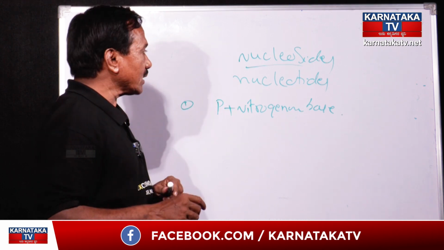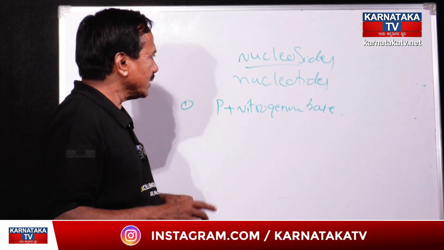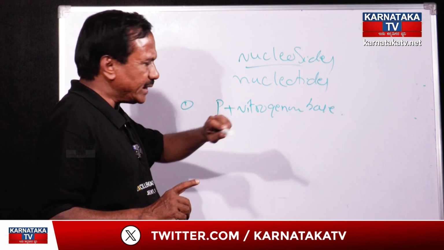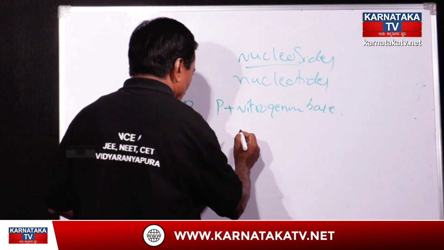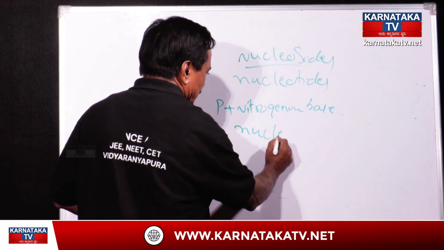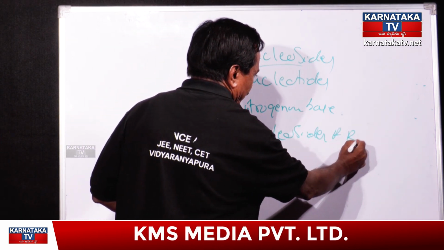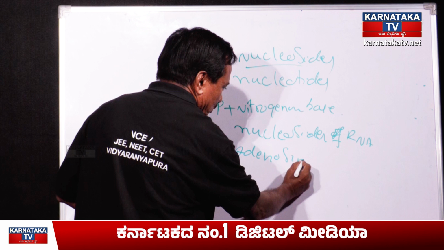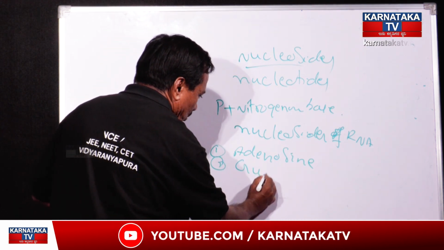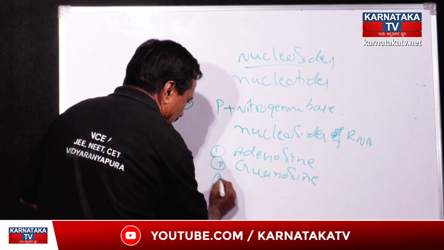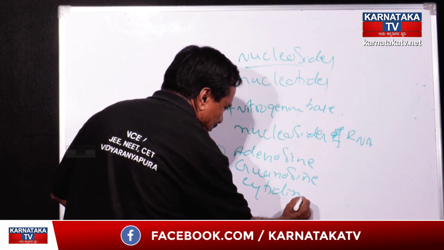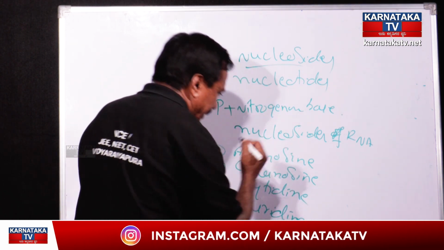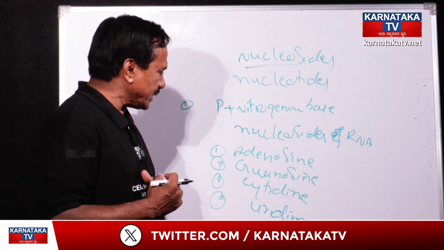As there are 4 bases in RNA, in DNA also we can see the presence of 4 nucleosides. In case of RNA, there are 4 nucleosides. In case of DNA, there are 4 nucleosides. For example, nucleosides of RNA: number 1, adenosine. Number 2, guanosine. Number 3, cytidine. Number 4, uridine. These are the 4 nucleosides present in RNA.